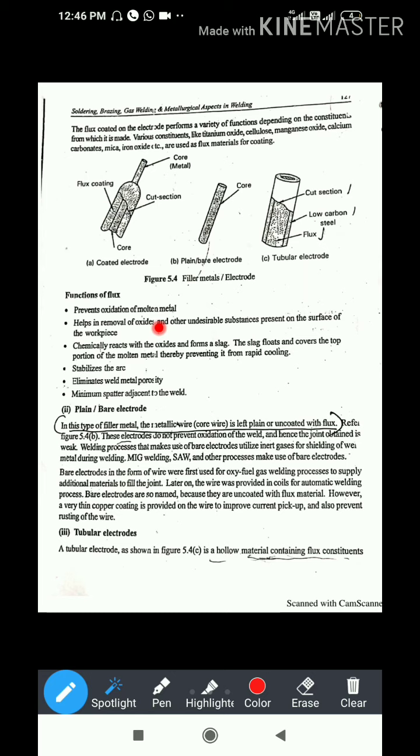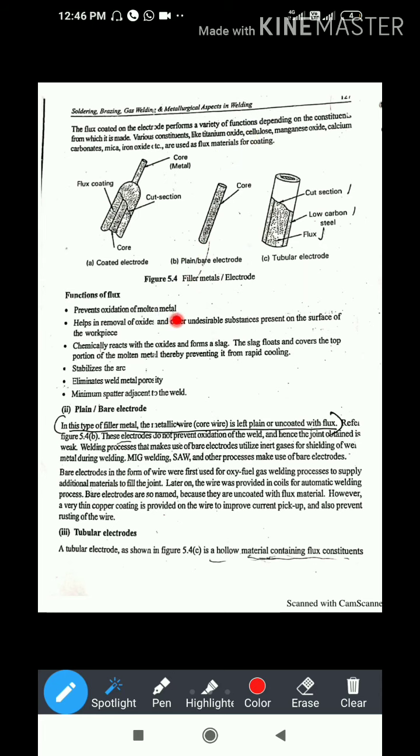Now you can see over here the plain and the bare electrode. So what do you mean by the plain and the bare electrode? In this type of filler metal, the metal wire or the core wire is left plain or uncoated with flux. See over here, the flux is not coated for these types of plain or bare electrodes. It is just like a hollow tube or a solid metal. It is just like a filler metal.